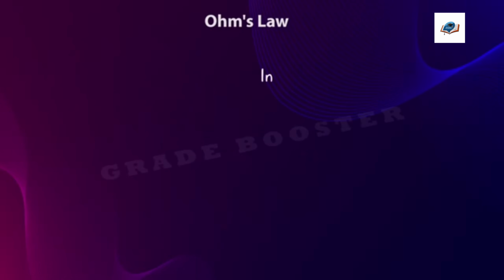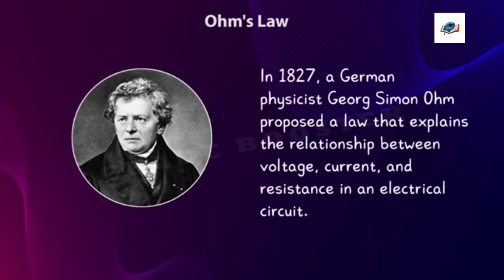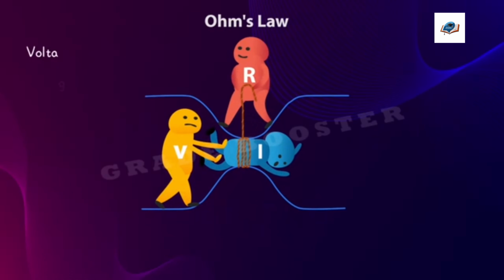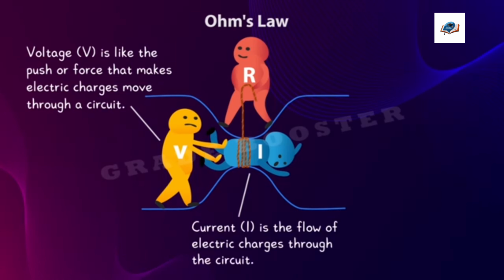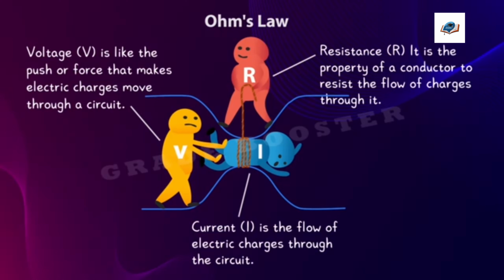Ohm's law. In 1827, a German physicist, Georg Simon Ohm, proposed a law that explains the relationship between voltage, current, and resistance in an electrical circuit. Voltage V is like the push or force that makes electric charges move through a circuit. Current I is the flow of electric charges through the circuit. Resistance R is the property of the conductor to resist the flow of charges through it. It means resistance slows down the flow of electric charges.